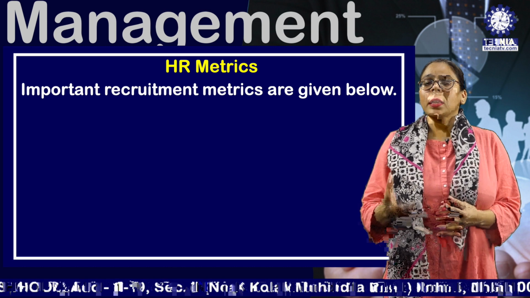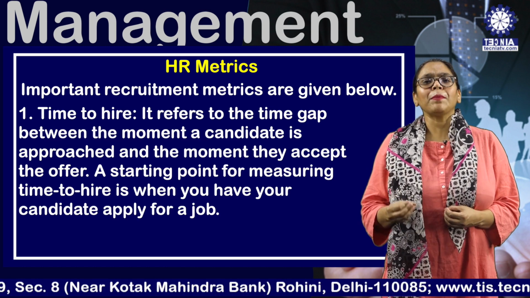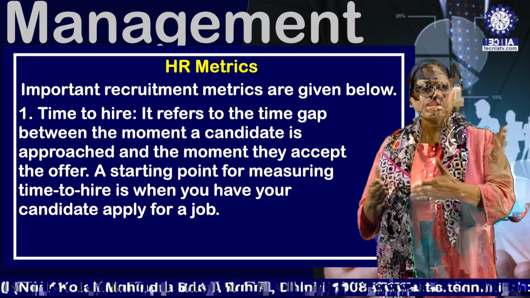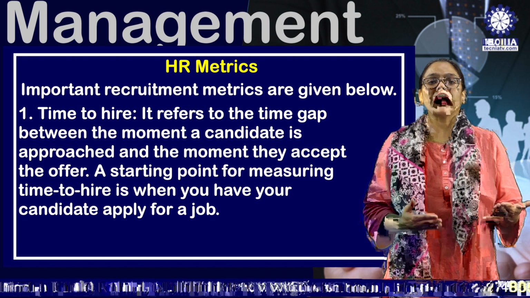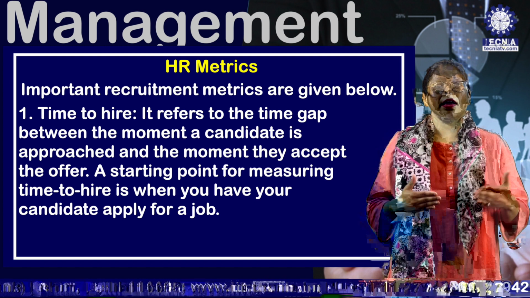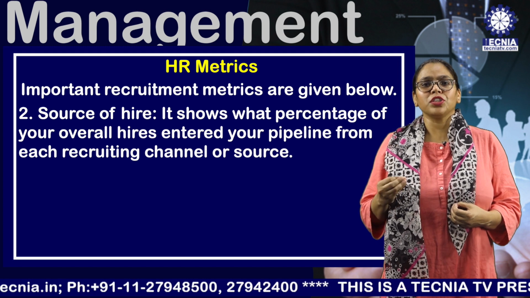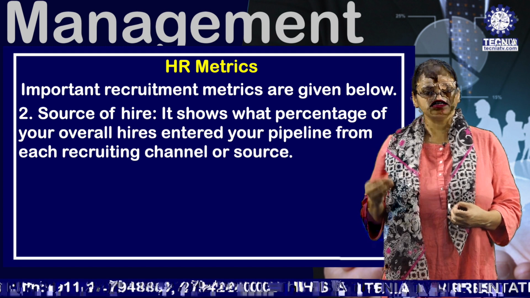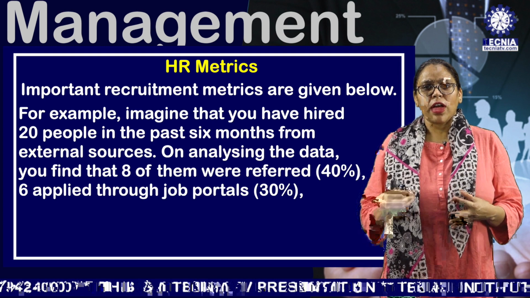So the first one, time to hire. Time to hire refers to the time between when a candidate is approached and when they accept. The starting point for measuring time is when your candidate applies for a job. The second metric, source of hire, shows the percentage of overall hires from each recruiting channel.